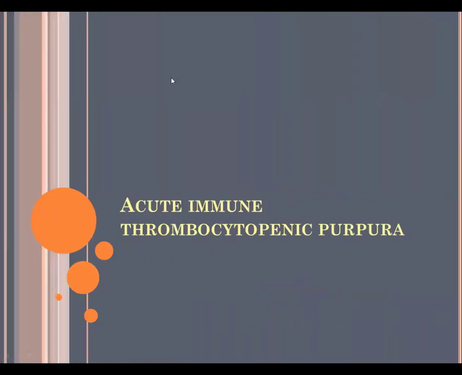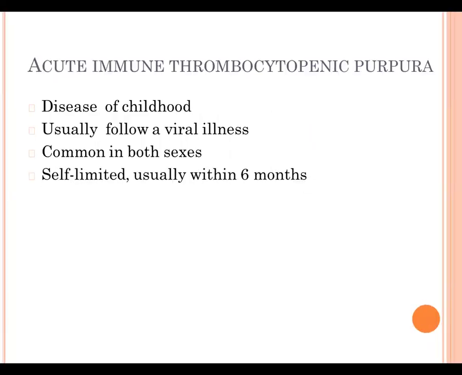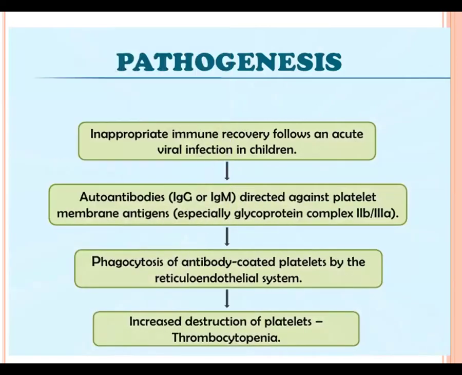Acute immune thrombocytopenic purpura. This is a disease of childhood, occurring with equal frequency in both sexes. It usually follows a viral illness, is limited, and usually resolves spontaneously within 6 months. Now the pathogenesis of this acute thrombocytopenic purpura. Again, this may be due to some viral infection in the children.